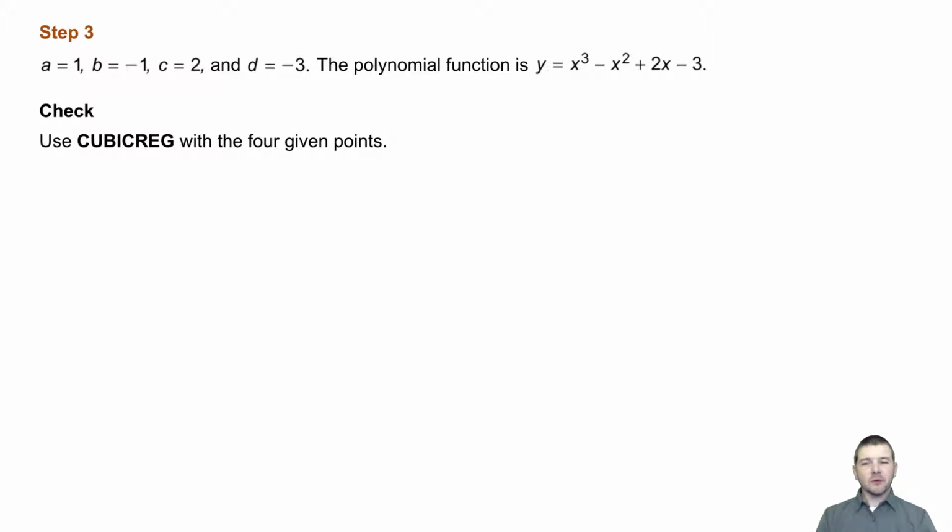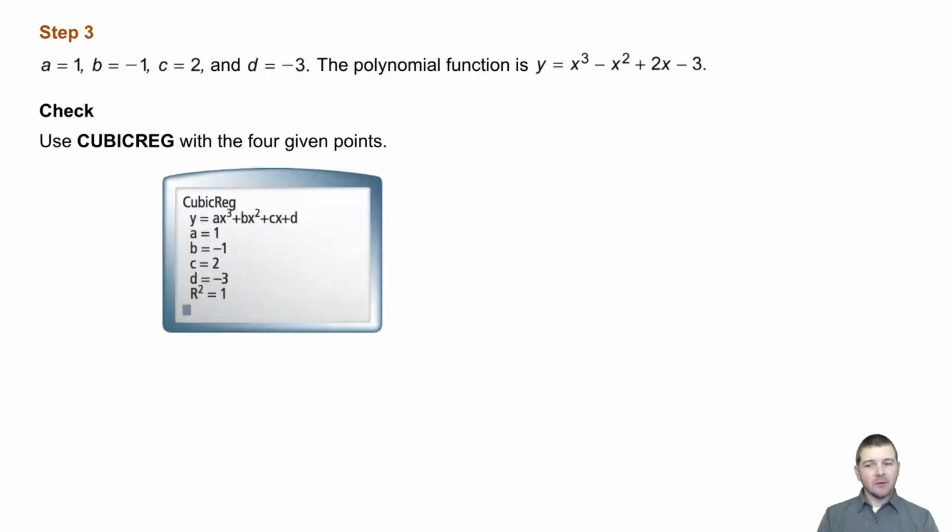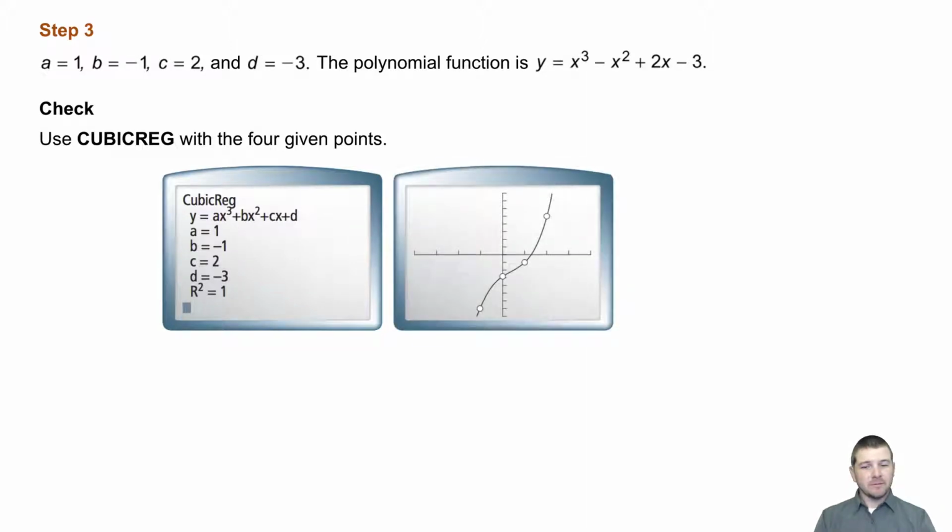We'll use CubicReg, or a cubic regression model on Desmos with the 4 given points. On a graphing calculator, CubicReg, y equals ax cubed plus bx squared plus cx plus d. Our values a, b, c, and d check out. And with the graph, we have a perfect fit. The solution checks.